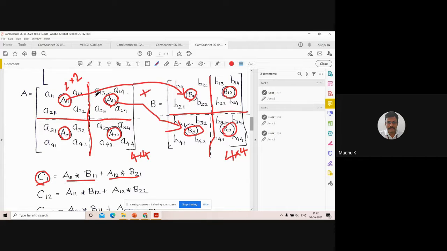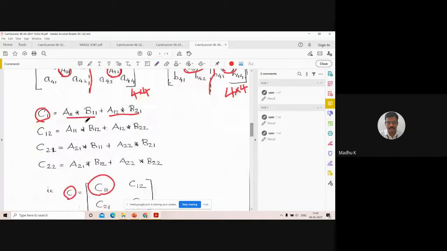So C11 is obtained by multiplying A11 with B11 plus A12 into B21. We can write it in this way. C11 is obtained in this way, and C12 is obtained in this way.